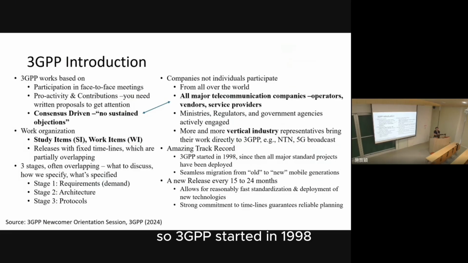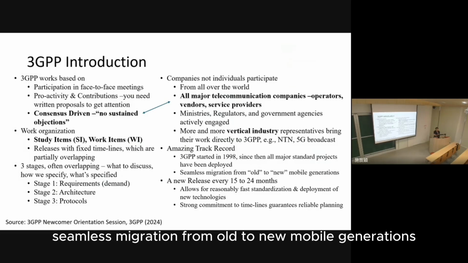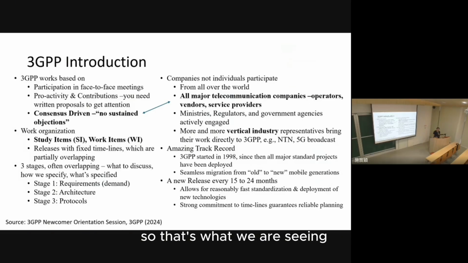Okay. So 3GPP started in 1998. Since then, all the major standard projects have been deployed, with seamless migration from old to new mobile generations. That's what we have seen in the past, from 3G to 4G, and 4G to 5G. These technologies keep advancing, and whenever a new generation comes up, we actually see it in the market. So at least the major generations are never just a paper spec.